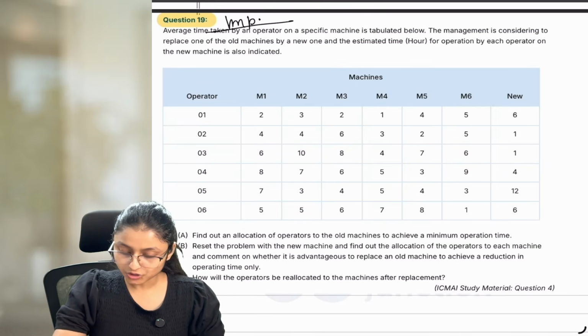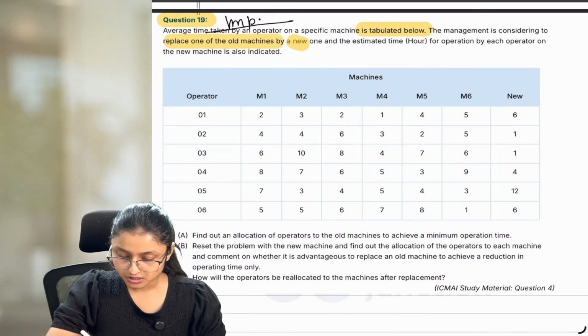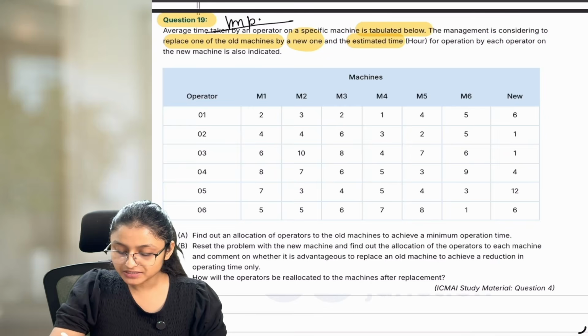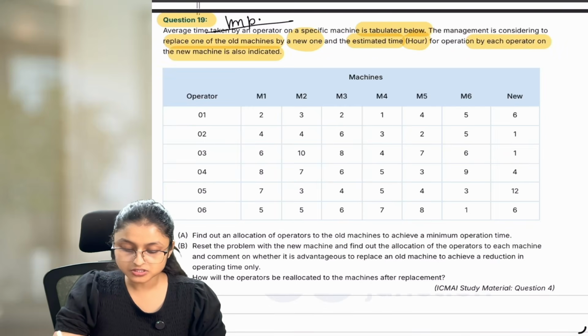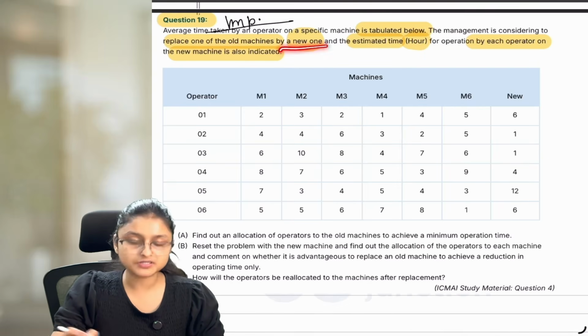Average time taken by an operator on a specific machine is tabulated below. The management is considering to replace one of the old machines by a new one, and the estimated time, hours, for operation by each operator on the new machine is also indicated. So what is happening here? We are thinking about replacing an old machine with the new one.